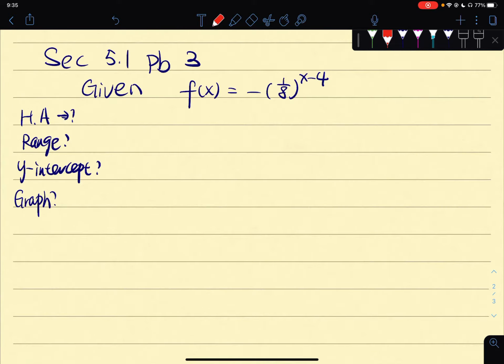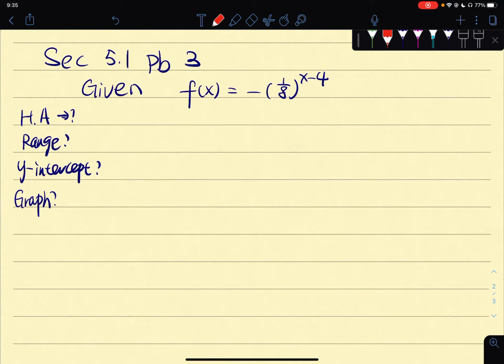So this is homework for section 5.1, problem number 3. The version I have is the function f(x) = negative 1 over 8 to the power of x minus 4. We want to find the horizontal asymptote, range, y-intercept, and the graph. But as a matter of fact, you may realize right away that if I had known the graph, the rest of the problem would be a piece of cake, which can be directly read from the graph. So that's why I'm going to find the graph first.